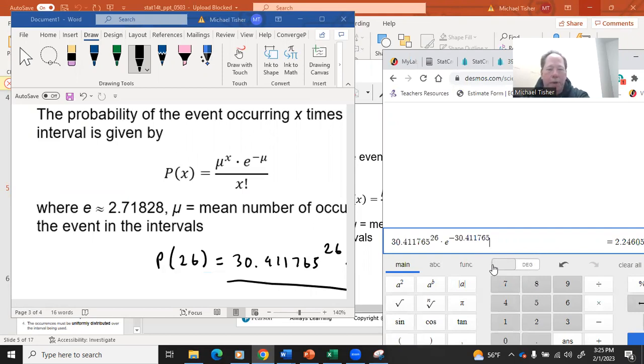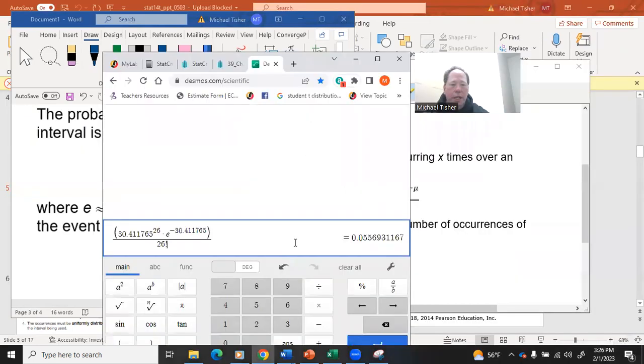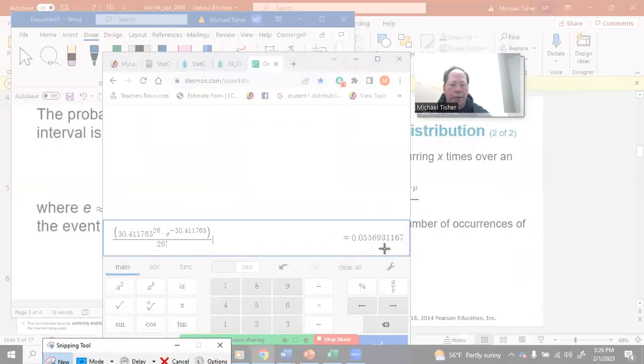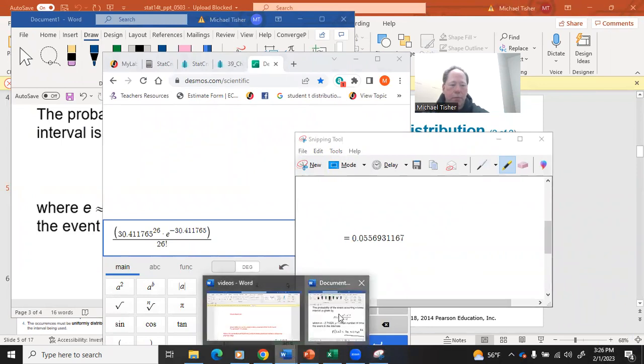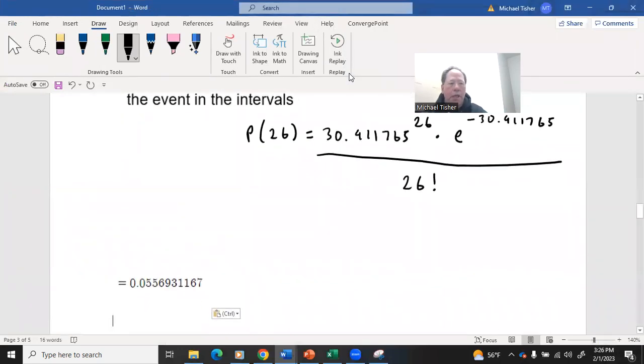Now we want to put that in the numerator of our fraction. So to do that, we'll type in close parentheses, and it automatically puts an open parenthesis in the beginning. Then we'll type slash, and it puts it in the numerator. And then we'll put this over 26 factorial. And here's the answer right here. It's 0.05569311167. All right, so that's the probability.